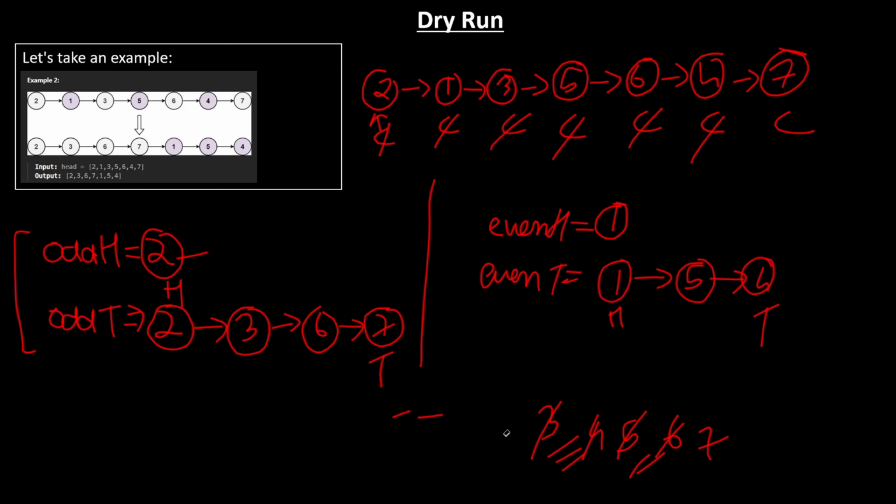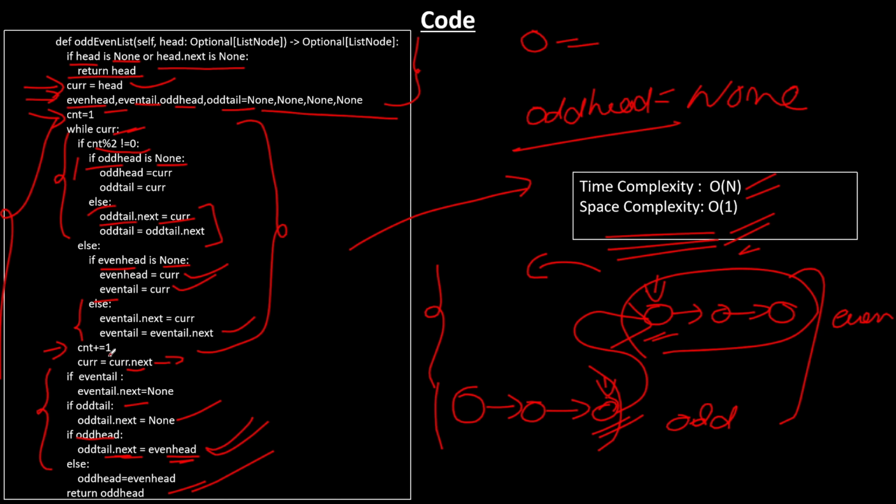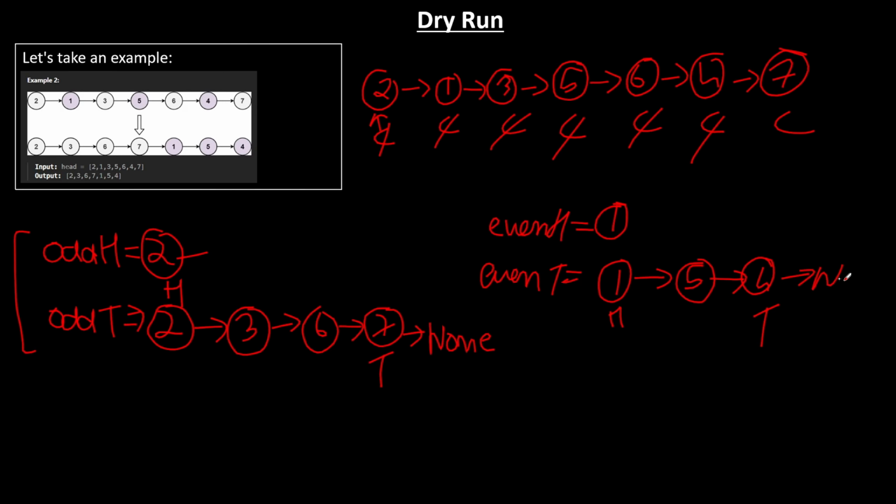Fine. I will remove this count now. Iteration is complete. After iteration is complete, we check whether there is an odd tail or not, or an odd head or not. If it is there, we make its next none. And similarly for even, we have to check whether the even tail exists or not. If it does, we point the last node to none. So here we did the same.